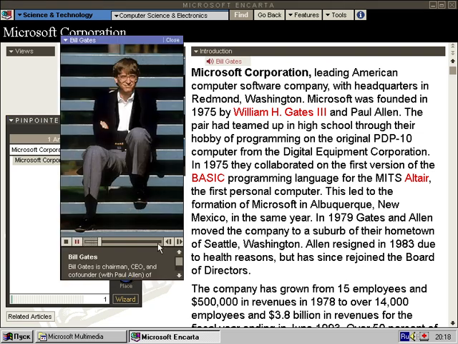Microsoft was founded based on my vision of a personal computer on every desk and in every home. We have never wavered from that vision.